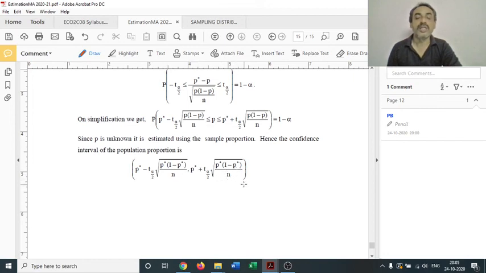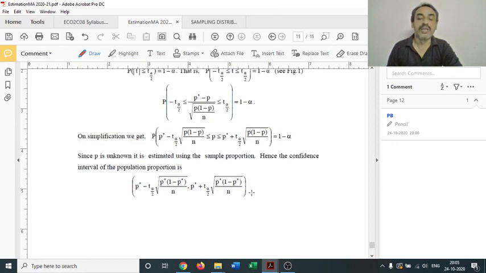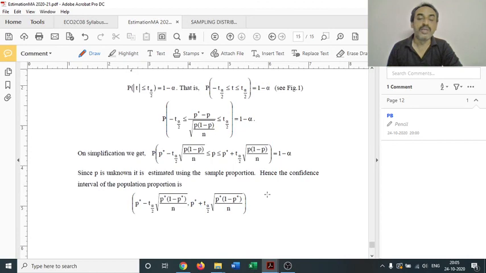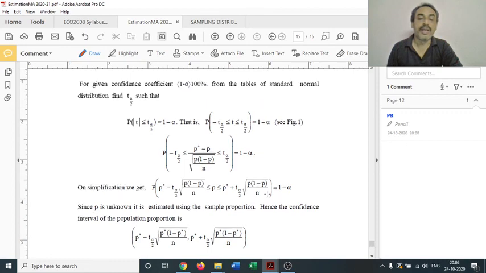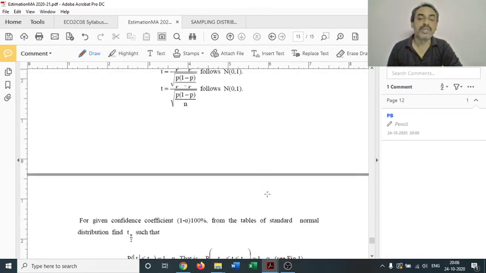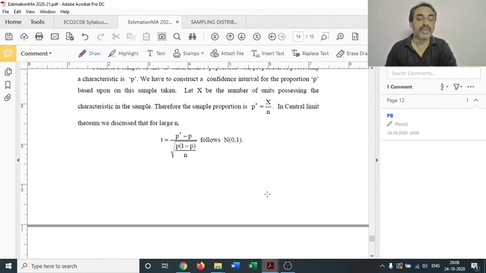So these are the three cases of confidence interval we consider here. That is, the confidence interval for population mean in two cases: sigma known, and then the second case, sigma unknown but sample small. And the next is the confidence interval for population proportion.